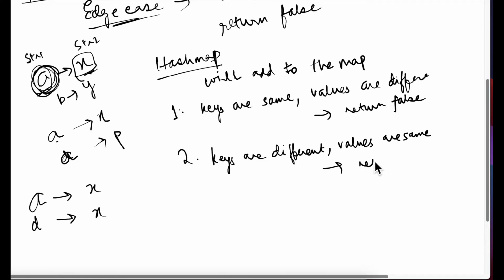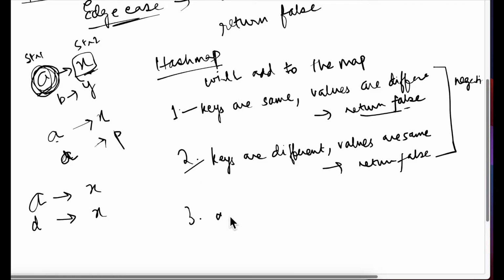Then also return false. So if these two things happen, these are our negative scenarios, where we have to return false. If this condition is also not satisfied, finally we will add to the map. Add to the map what? The corresponding key and value. Okay, so I hope this much is clear.